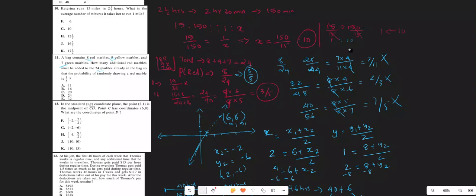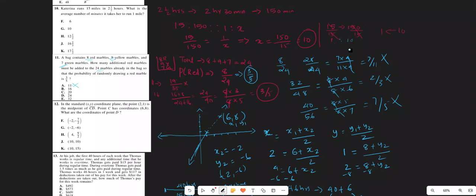So what I'm going to do is try checking the options. If I add 11 red marbles to this group, what will be the total number? The number of red marbles will be 8 plus 11, that is 19. Then the total will change to 24 plus 11, that is 35. So 19 divided by 35 is not equal to 3 over 5. So you can get rid of this option.